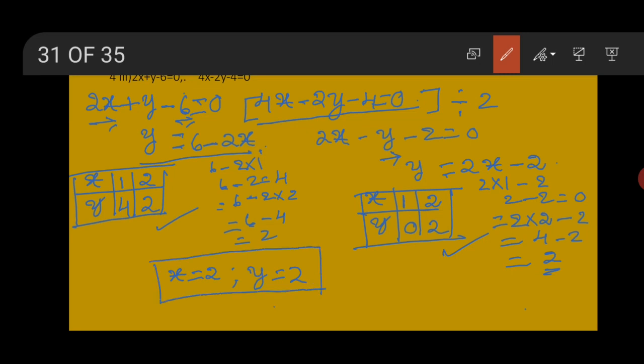We can already find it here. See, we can also find it in the value tables. See, these two points are common in both value tables. So the value of x is equal to 2 and the value of y is equal to 2.